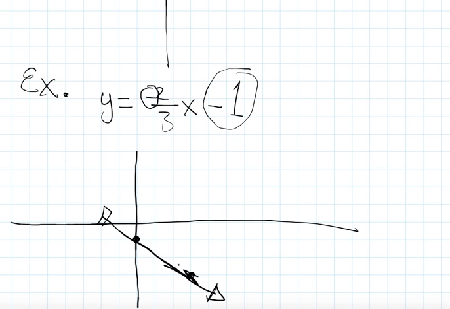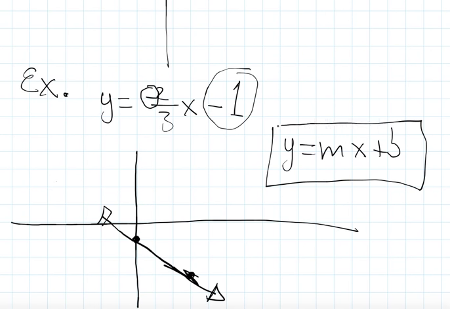Okay, I hope this was helpful. I'm going to try to do a second video because, of course, you don't always get your equations in this form. If your equation isn't in this form, the only thing you need to do is solve for y. If you don't know how to do that, please check my library. There are tons of videos there.